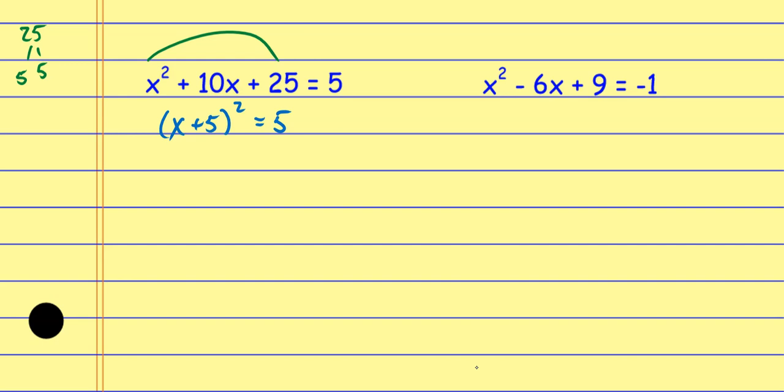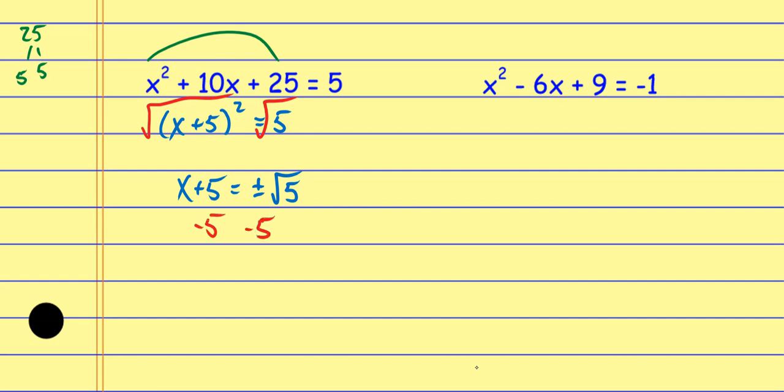And so what happens here is I find myself in the situation that we've been dealing with throughout this lesson. I have something squared equals another value. Well, if I have something squared, I can solve by using the square root. So I take the square root of each side. Once again, don't forget the plus or minus. And now I subtract this 5.